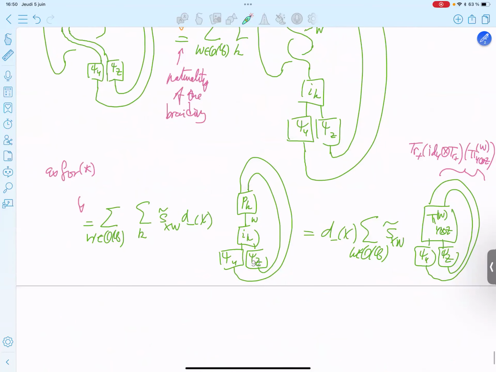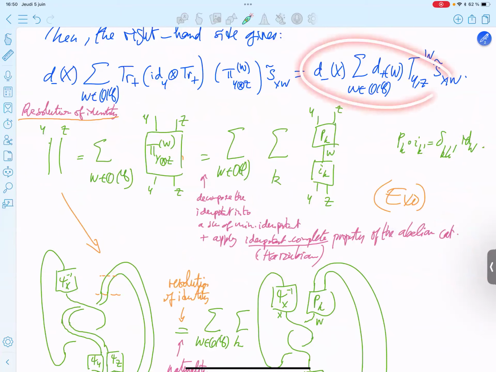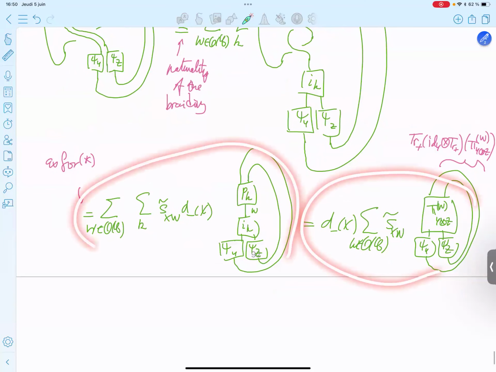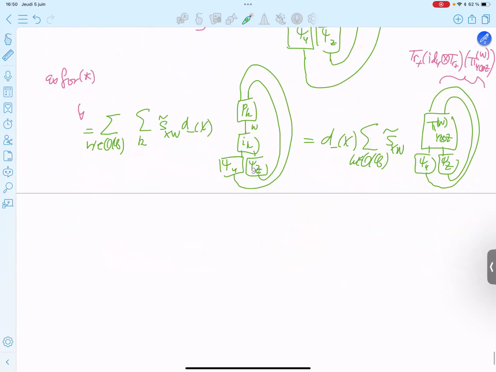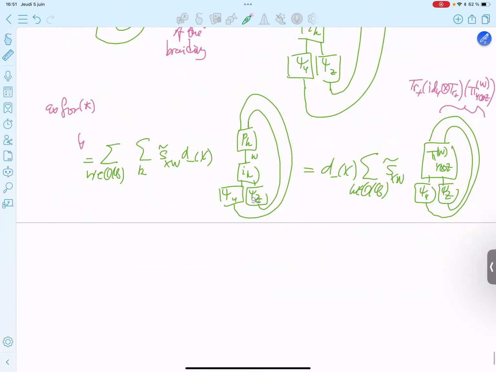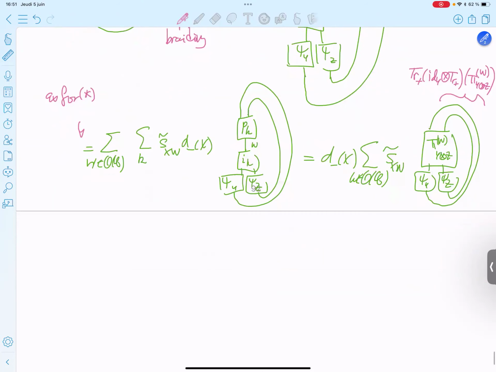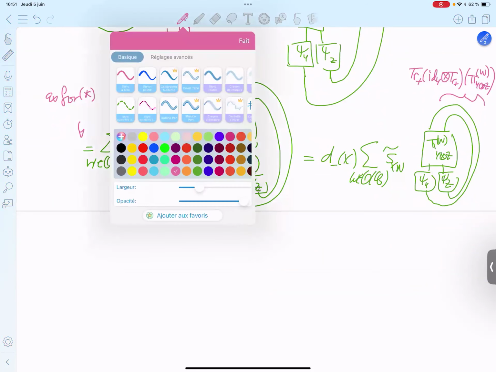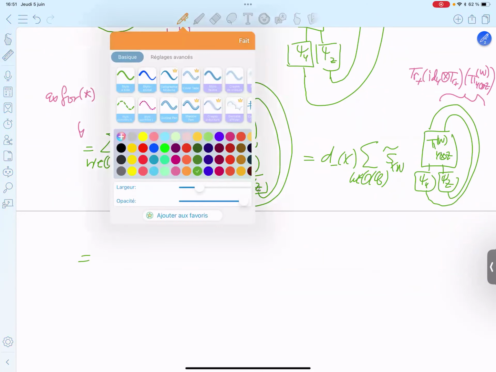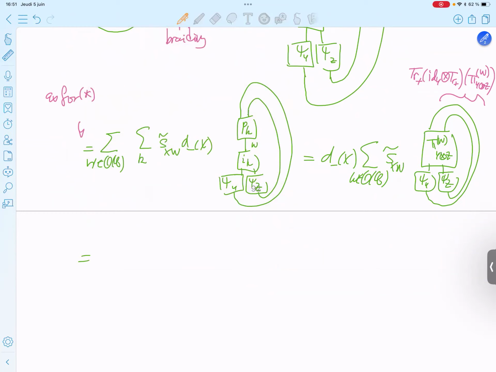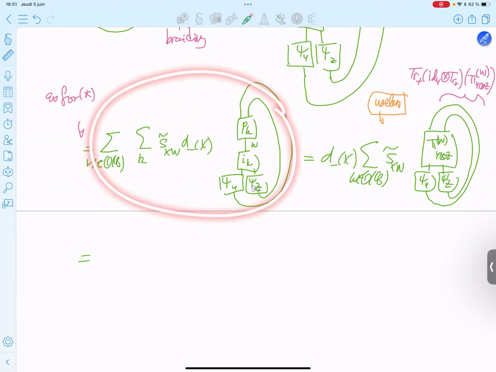But to get that, you don't need to start from here. In fact, you just start from here. You restart from here. So this is equal to, this one is useless. Useless. You don't need that. So you restart directly from here. So this is equal to what?